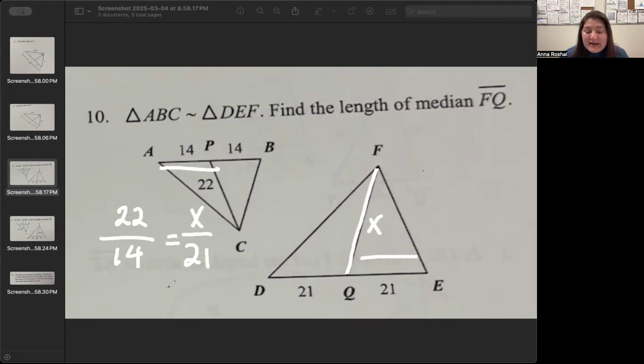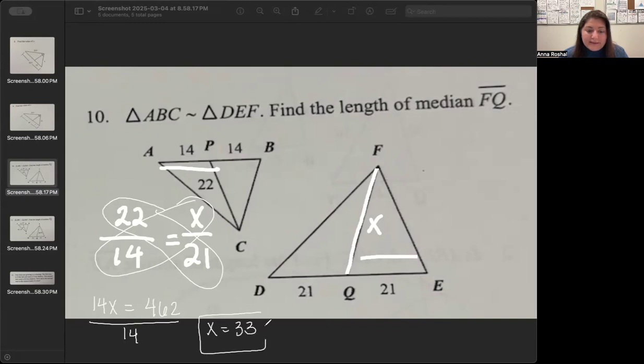I'm going to do the same exact thing that I did in the past two problems and cross multiply. So I'm going to end up with 14x equals 22 times 21, which is 462. Then I'm going to divide by 14 on both sides. So x is 33, and that's it. That's all I'm doing: I'm just trying to make a proportion so that I have one fraction equals another fraction.